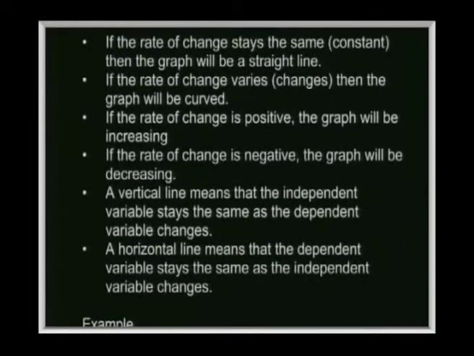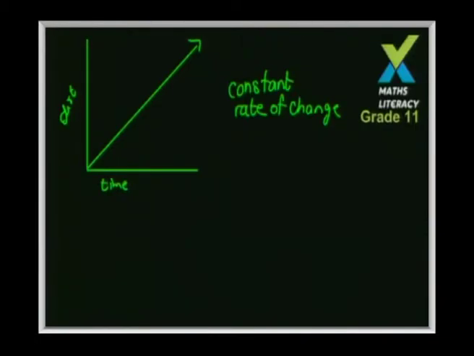For our second bullet point, if the rate of change varies or changes, it means that your rate of change isn't constant and your graph will be curved. Let's have a look at how this would look like.